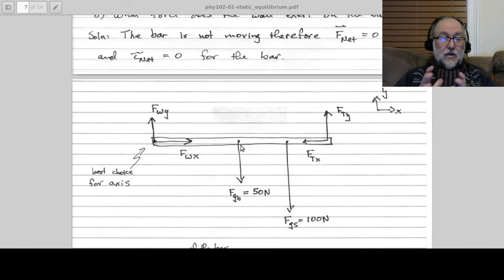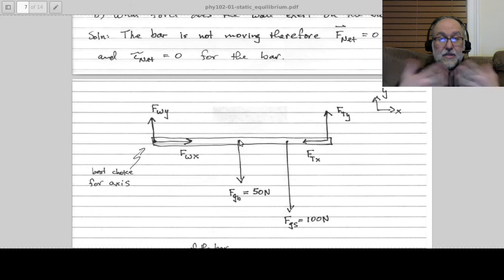You have to be careful that the center of mass is not necessarily the geometrical center of the object. But if the object has uniform density, which we're going to assume for this bar, then yeah, the center. So what does that mean? That means that the 50 newtons force acts right at the middle. And where's that middle? Well, if the whole bar is 2 meters long, then the distance from the wall to where you're going to attach the 50 newtons is 1 meter. Okay, this is right in the middle.